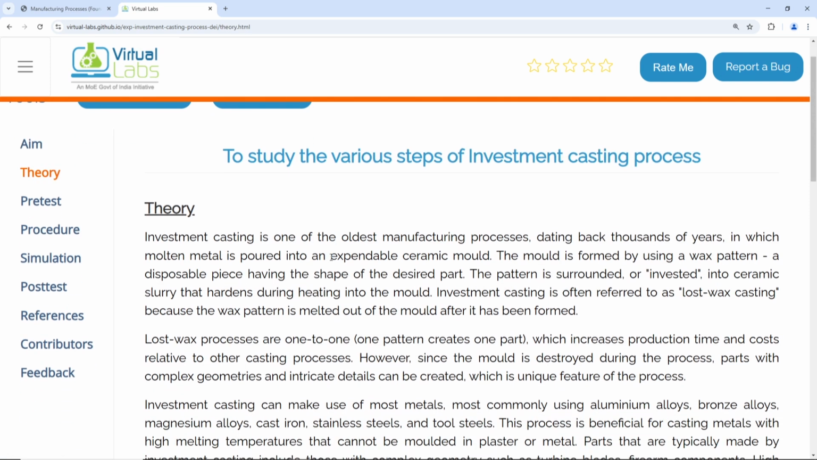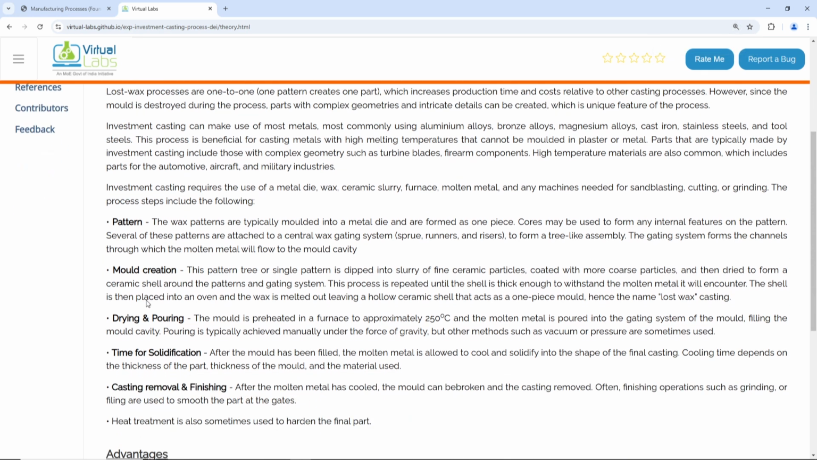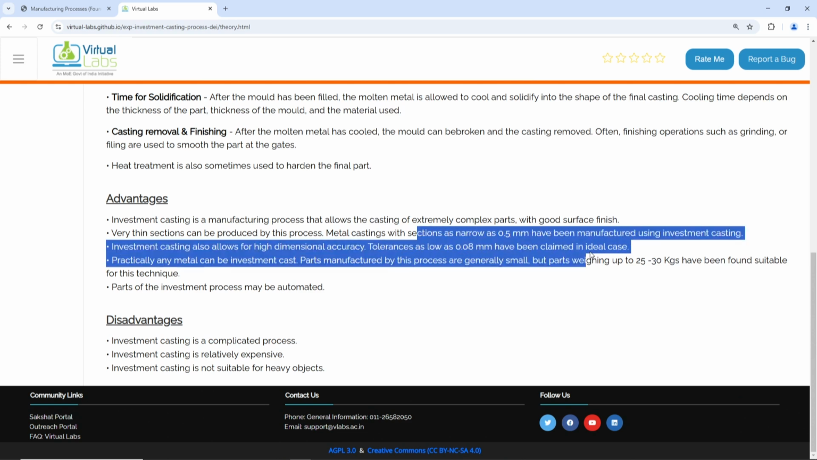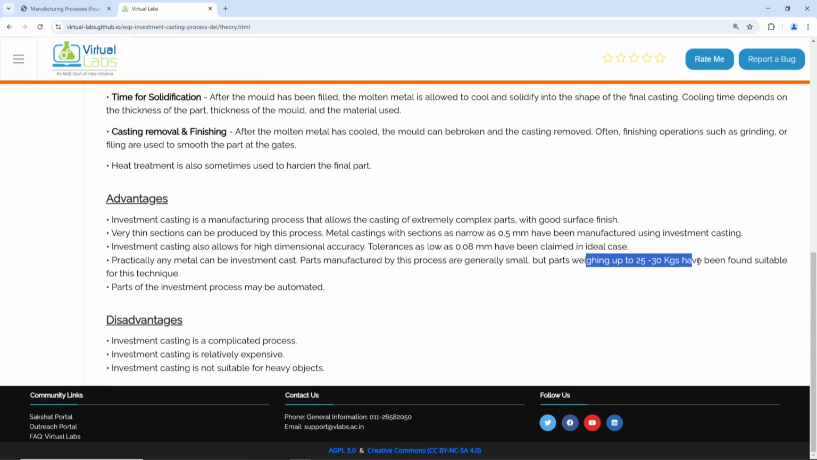Theory. A big theory text is given here, with information on the pattern, mold creation, drying and pouring, time for solidification, casting removal, finishing, and the need or advantages of investment casting. Parts in investment casting can be automated. This is one of the major applications. Close tolerance could be given. Sections as narrow as 0.5 mm have been manufactured using investment casting. Total weight up to maybe 25 to 30 kgs has also been found suitable for the investment casting technique.